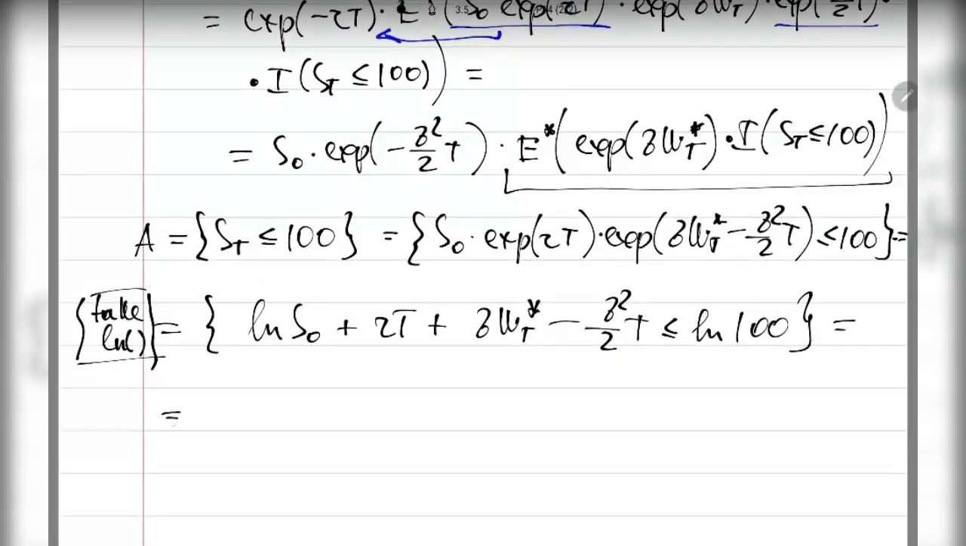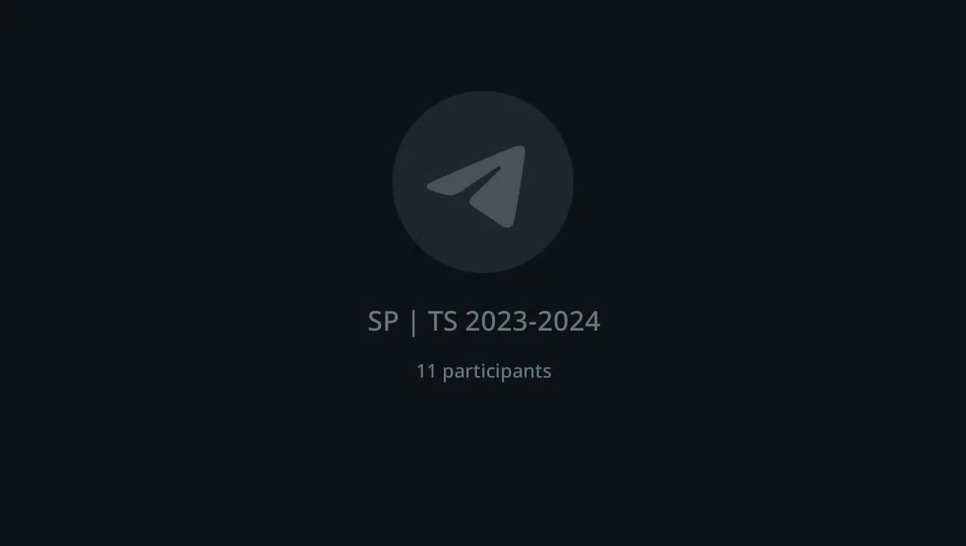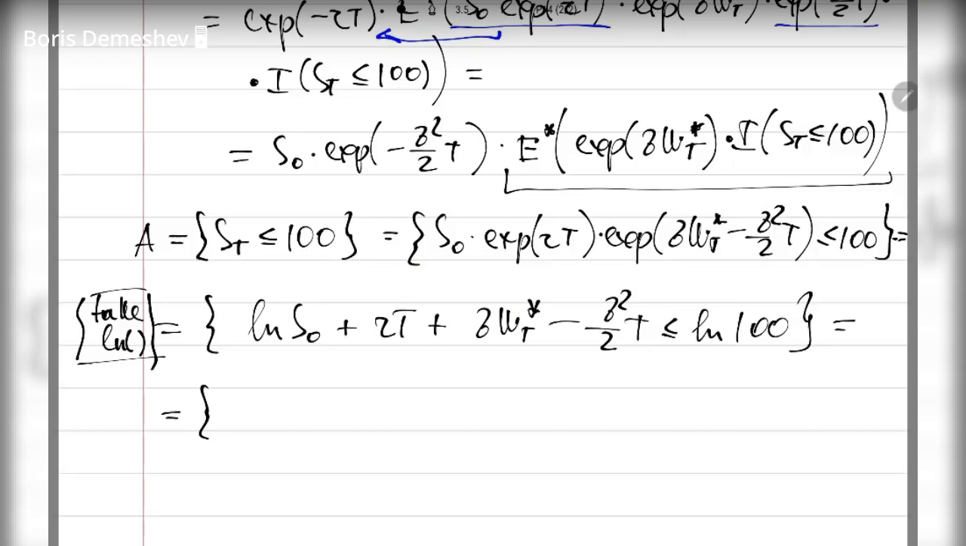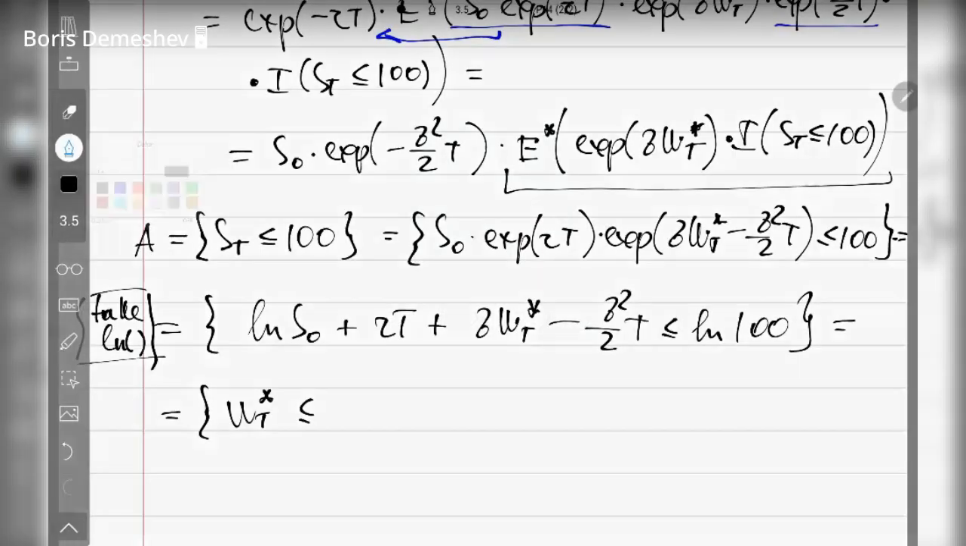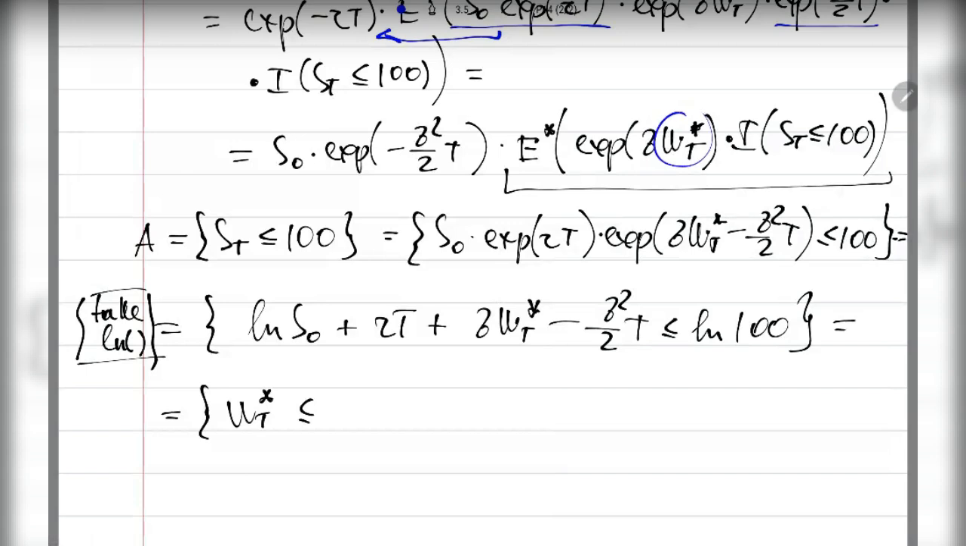Basically, that gives me WT star should be less than something, because the only random variable is WT star. Why am I transforming it? Because that is the only random quantity. Other quantities are non-random. I have only one random quantity, WT star.